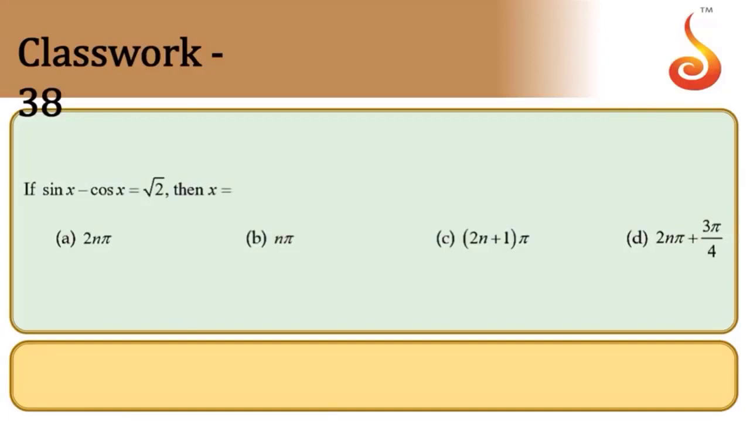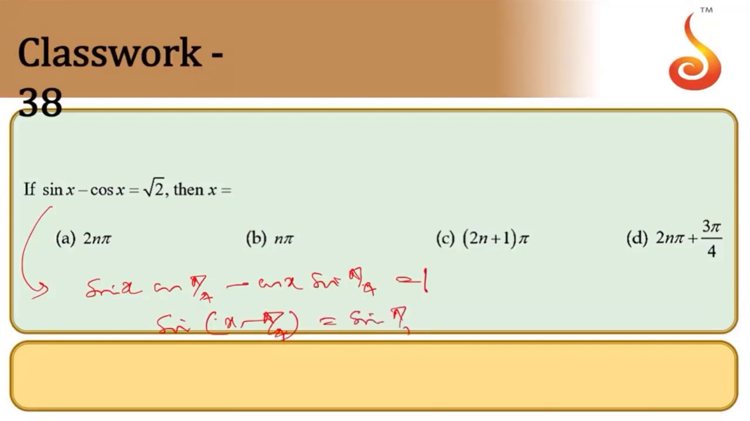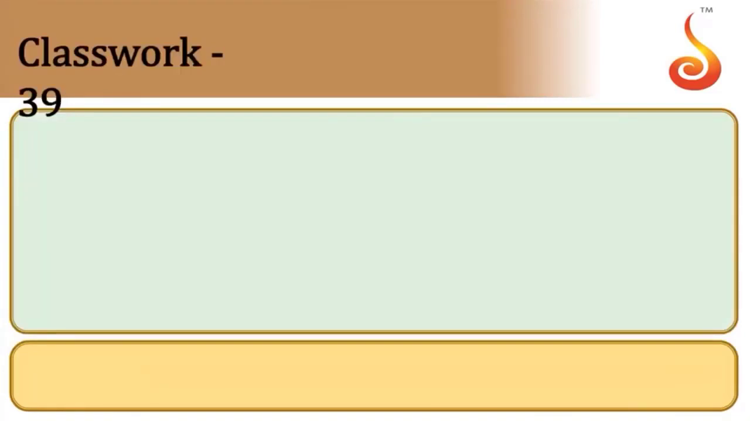Next, 38. Sine x minus cos x is equal to root 2. Sine x minus cos x is root 2. Therefore, when you divide by root 2, this can be written as sine x into cos pi by 4 minus cos x into sine pi by 4 equals 1. So therefore, sine of (x minus pi by 4) equals sine pi by 2. So the solution for the problem is x equals pi by 2 plus pi by 4. One of the solutions is actually 3 pi by 4, which would satisfy the solution for the problem here.